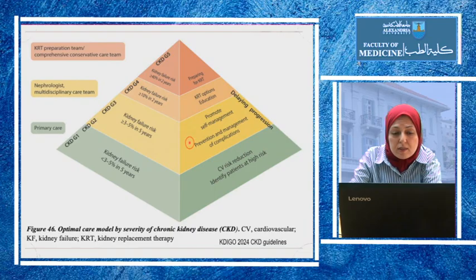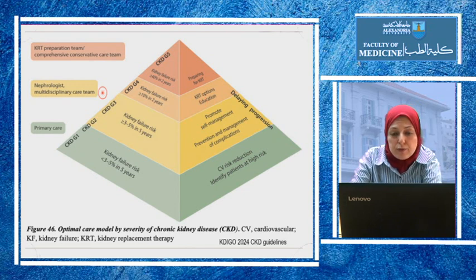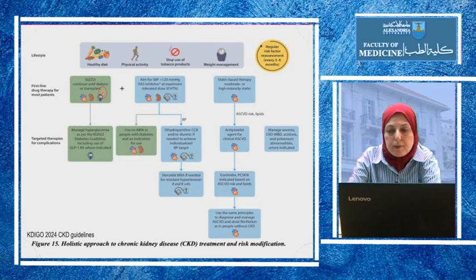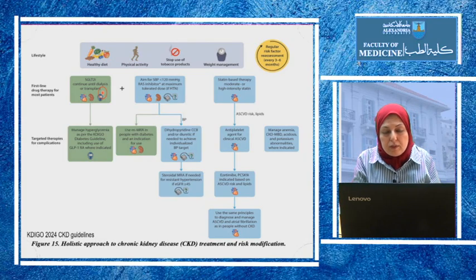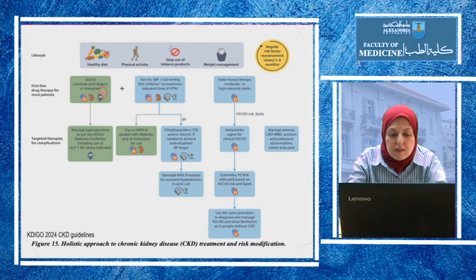In patients with a GFR that starts to be in CKD3, whether A or B, we should prevent and manage complications and look for them, and promote self-management. Once the patient reaches stage 4, he should be seen by a nephrologist and prepared for renal replacement therapy. So in 2024, they released the KDIGO chronic kidney disease guidelines, and they set a holistic approach to patients with chronic kidney disease.